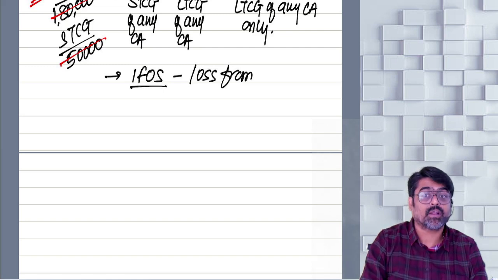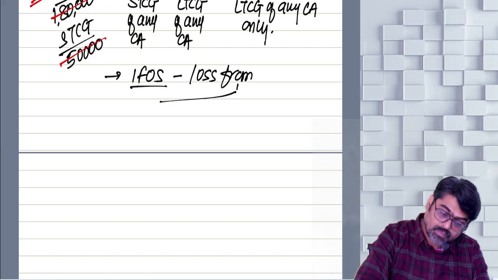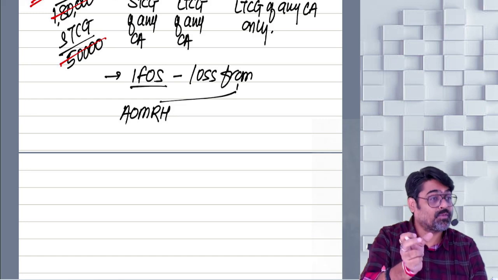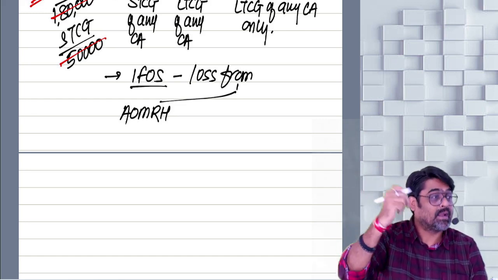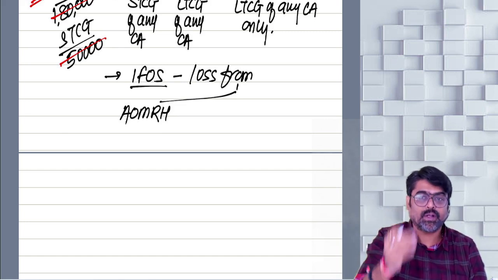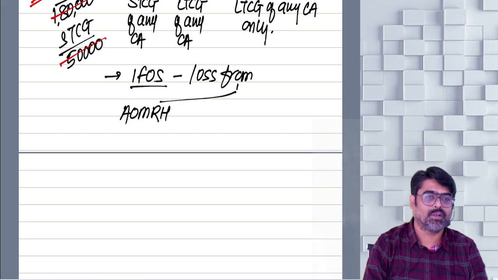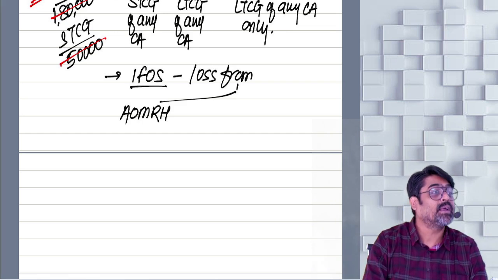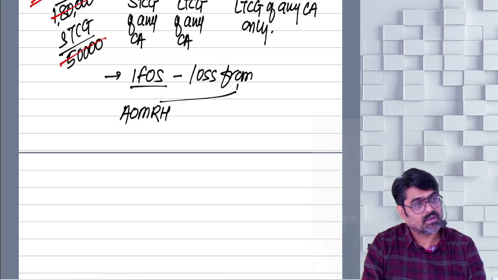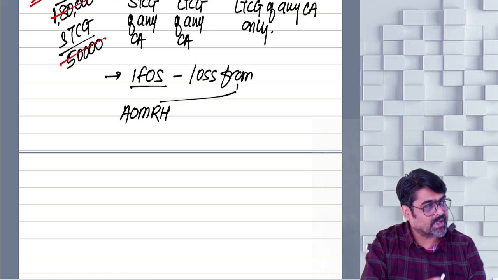One restriction is there: loss from an activity of owning and maintaining racehorses. Because this activity is also a source of income under the head income from other sources. So can this activity give you a loss? Majority of the time this activity will give you a loss only. Because what is the income taxable? Your horses will participate in a race. They will run the race. Will they always come first, second, third? Will you always get the stake money?